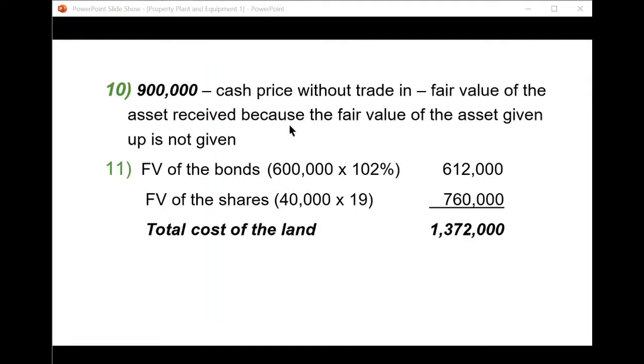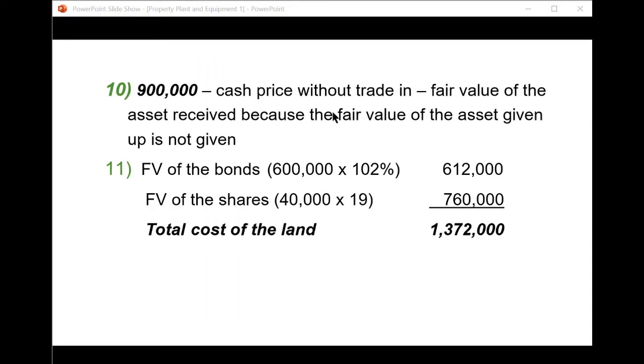Compute for the initial measurement. This one, you can answer. What is the initial measurement of the new machine? Okay? So, what is the rule? This is a trade-in. So, there is no fair value given. It's the same as the example in your book, right? So, you're going to use the cash price without trade-in. So, 900,000. That's correct.